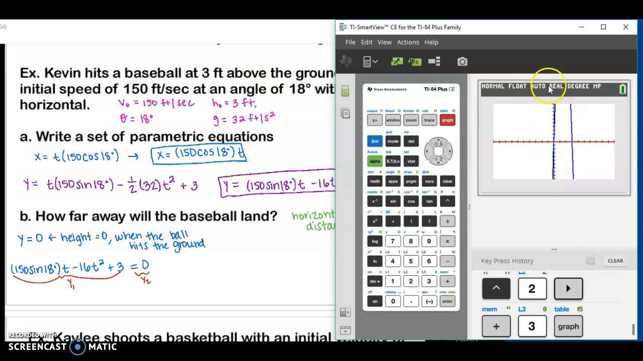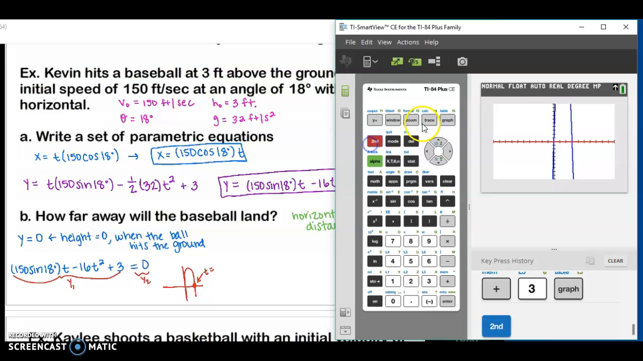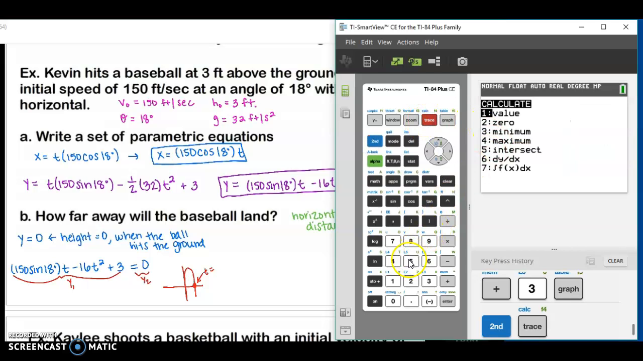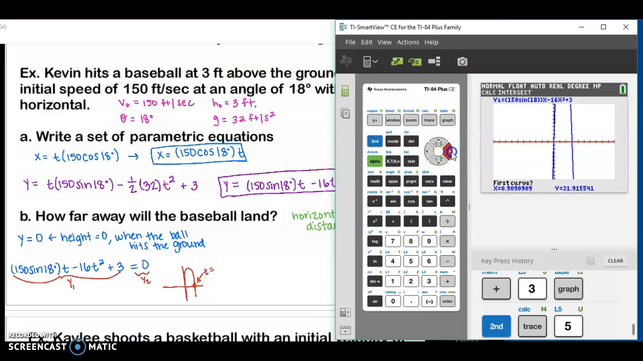Okay, so we do have this parabola shape. I'm going to draw a picture on here. So it does go up and then it hits the ground. So we want to find this time right here where it hits the ground. So we're going to do second trace and we're going to do intersect. And I'm going to move it closer to the other point. So I'll have to do it twice.